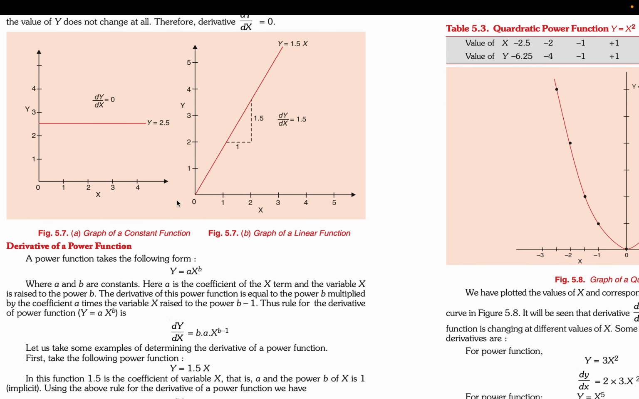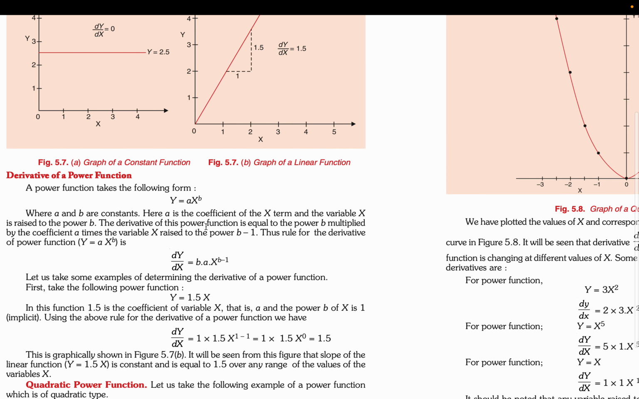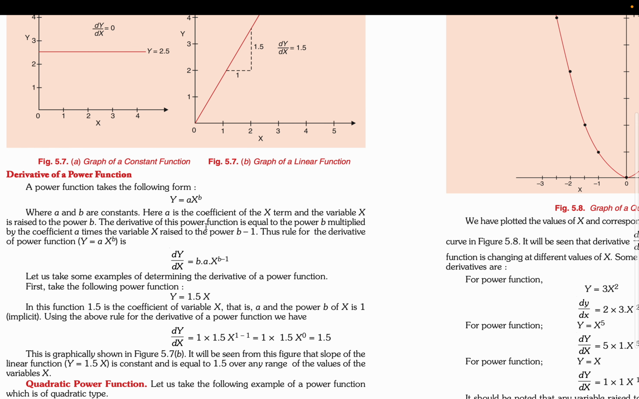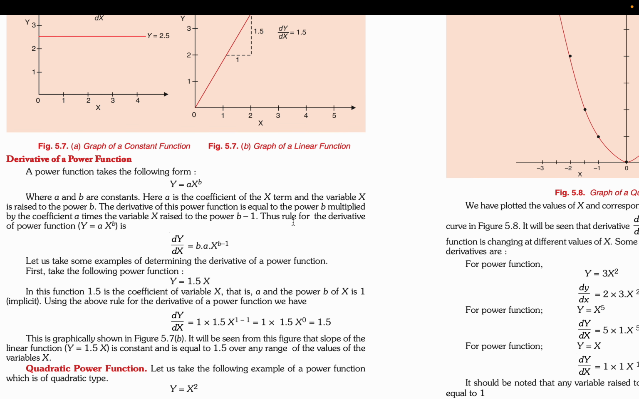Derivative of a power function. A power function takes the form, let's say, ax to the power b, where a and b are constants. Here a is the coefficient of the x term and the variable x is raised to the power b. The derivative of the function is equal to the power b multiplied with the coefficient a times x to the power b minus 1. Don't even read all of this.